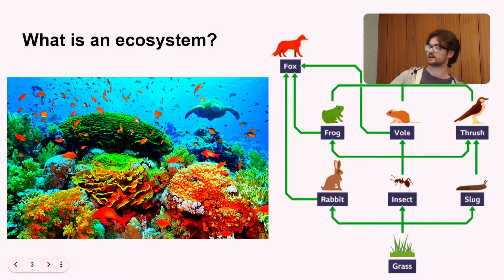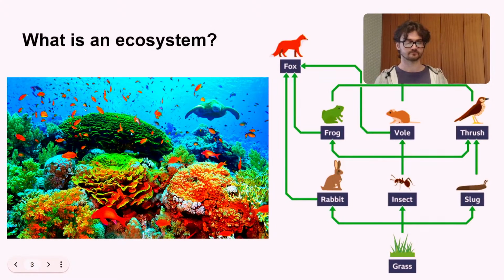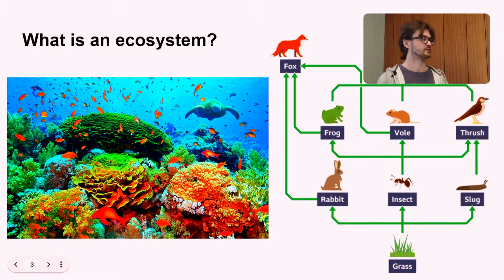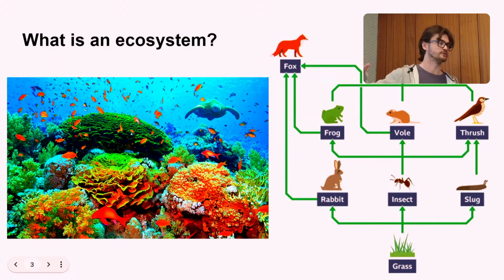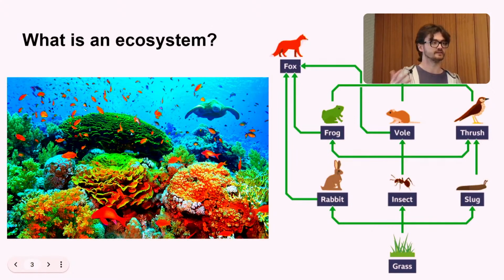So at the bottom, we have the primary producers. So in this example, grass, things that photosynthesize and create their own energy from the sun. Then in the second level, we have the primary consumers. So in this case, a rabbit, insect, and a slug. These eat the primary producers.